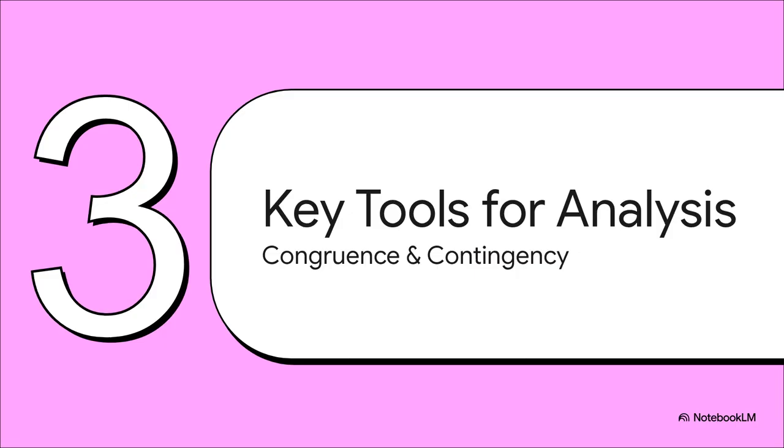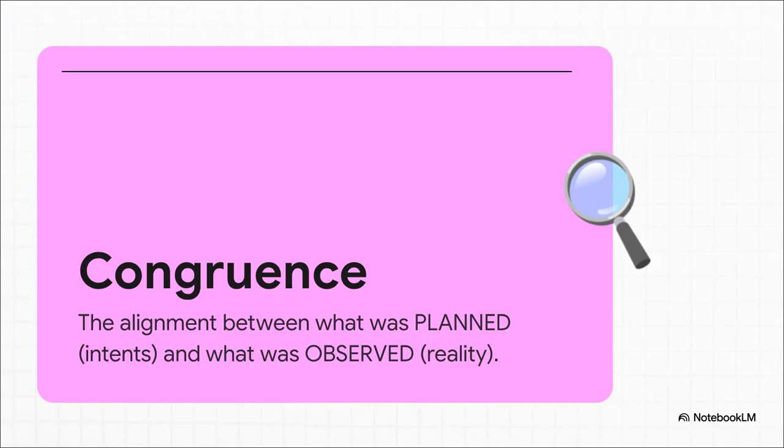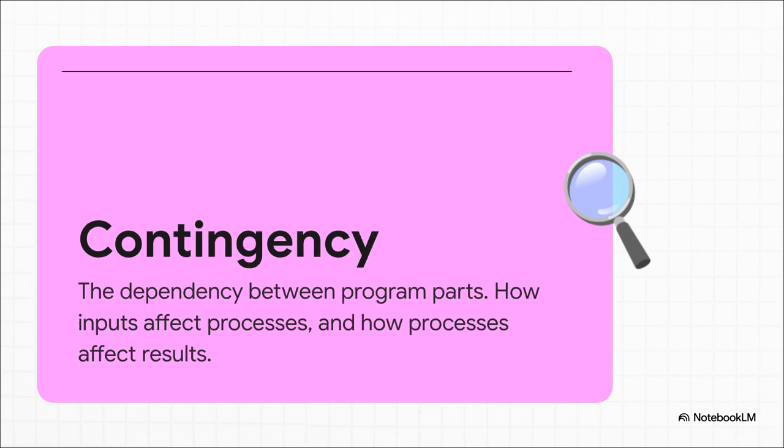Now for the really cool part, what I like to call the power tools of the model. These are 2 concepts that help us connect all the dots and find that deeper story. They're called congruence and contingency. Congruence is all about alignment. It asks a really simple but powerful question. Did we actually do what we said we were going to do? It's a reality check between our plan and what really happened. A big gap here is a huge red flag that a lot of evaluations totally miss because they jump straight to the results.